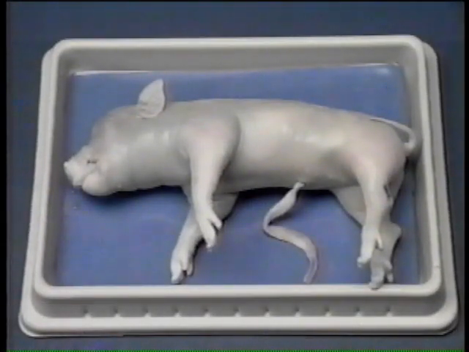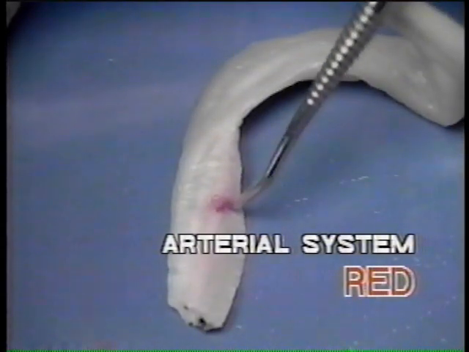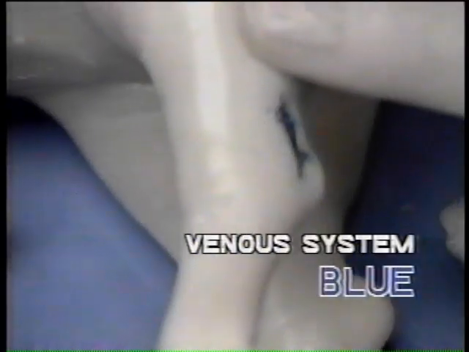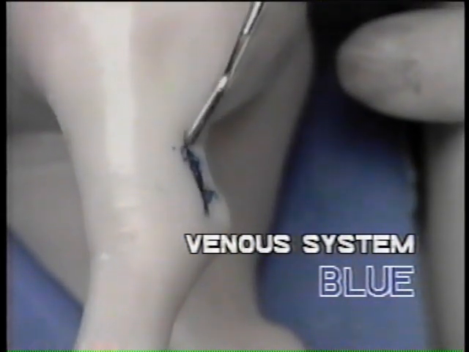In this specimen, red latex has been injected into the arterial system through one of the umbilical arteries. Blue latex has been injected into the venous system through the femoral vein near the ankle.